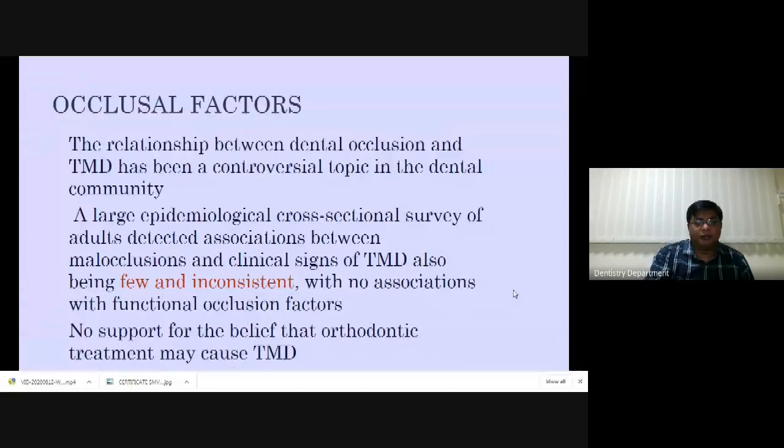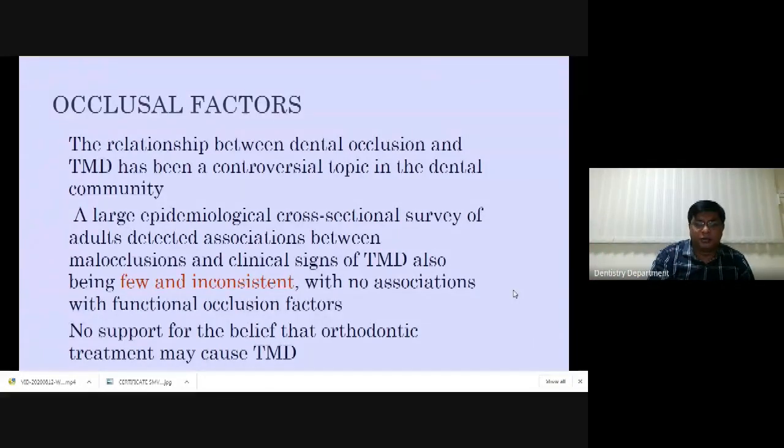Is there an occlusal factor? We discussed it. The relationship between dental occlusion and TMD has been a controversial topic in the dental community, and very few and inconsistent studies support occlusal factors. So there is no support for the belief that orthodontic treatment may cause TMD. If ortho patients have TMD pain, it is not because of the ortho treatment. It is mainly because of the anxiety and psychological factors in patients under orthodontic treatment.